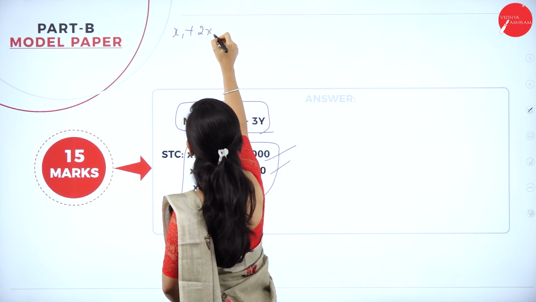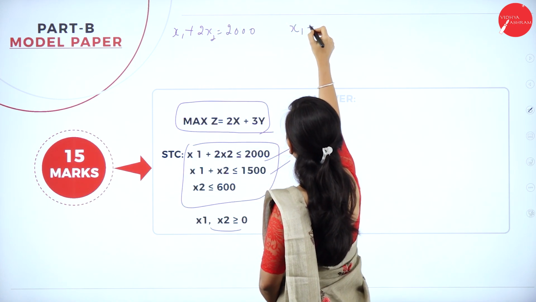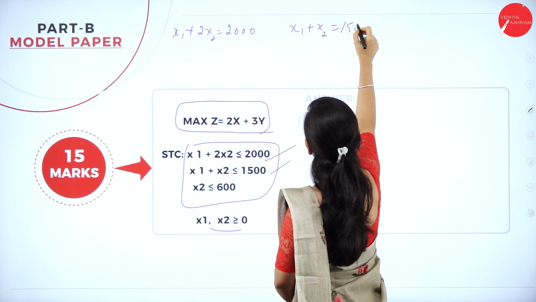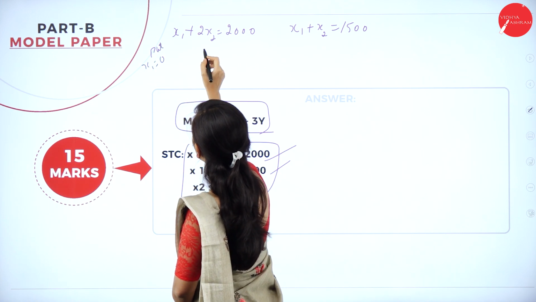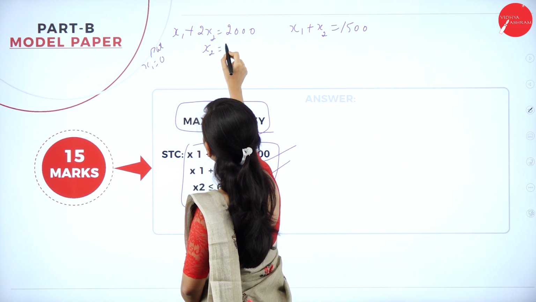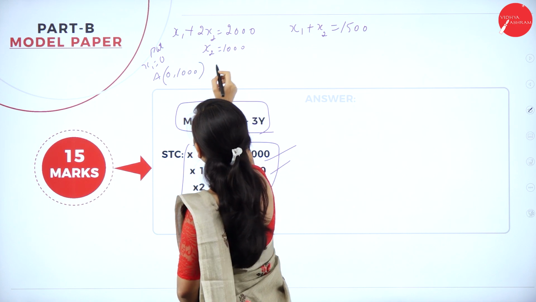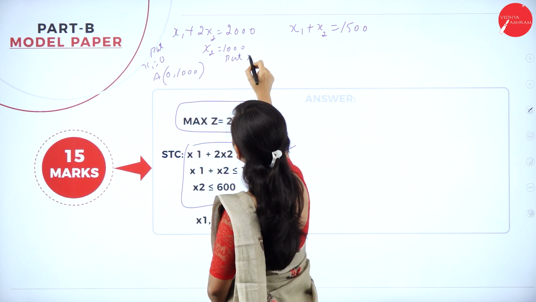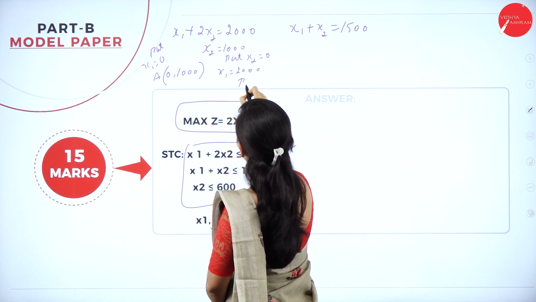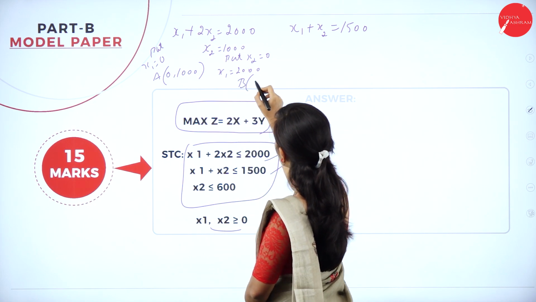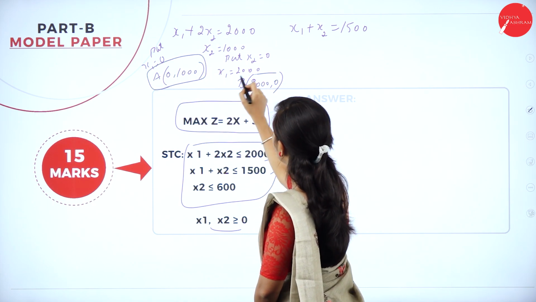x1 plus 2x2 is equal to 2000. And the next one is x1 plus x2 is equal to 1500. So put x1 is equal to 0, which means x2 is equal to 1000. So the first point is (0, 1000). And next put x2 is equal to 0, so x1 is equal to 2000. The next point is (2000, 0). So you got this first point and second point.